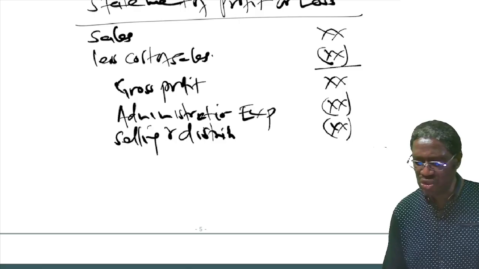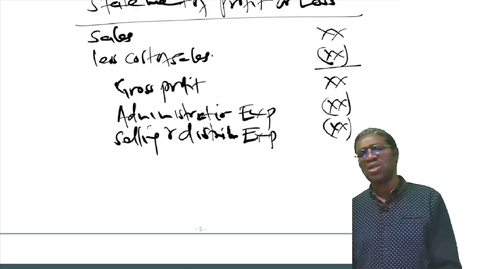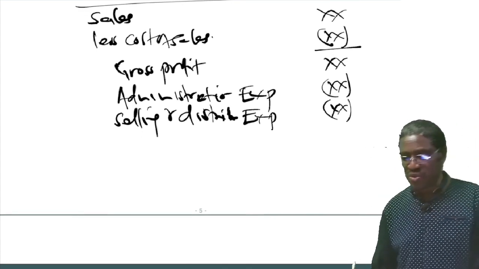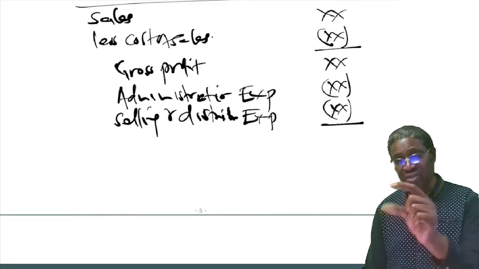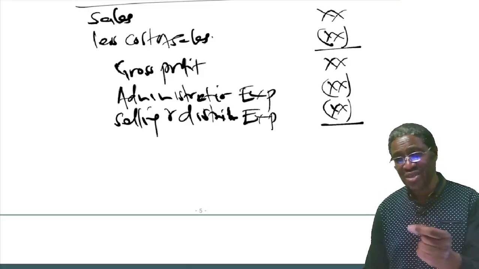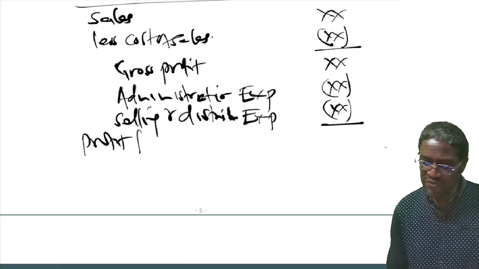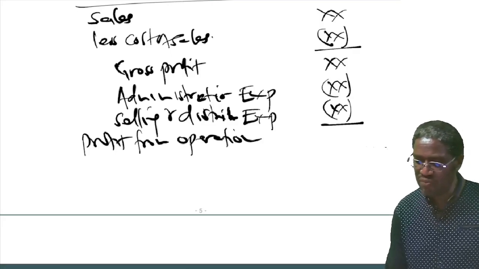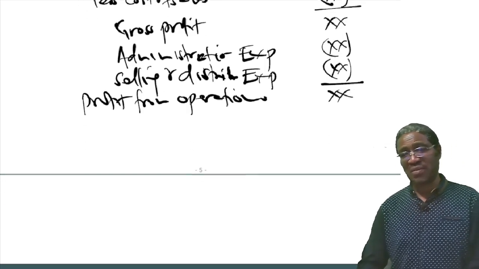Selling and distribution expenses, or some books will just call them distribution expenses. Good. Once you minus those expenses, get the net from the gross profit. You have minus the admin expenses, you have minus the selling and distribution expenses, and you get what we normally call profit from operations, whatever it is that you get as the net amount.